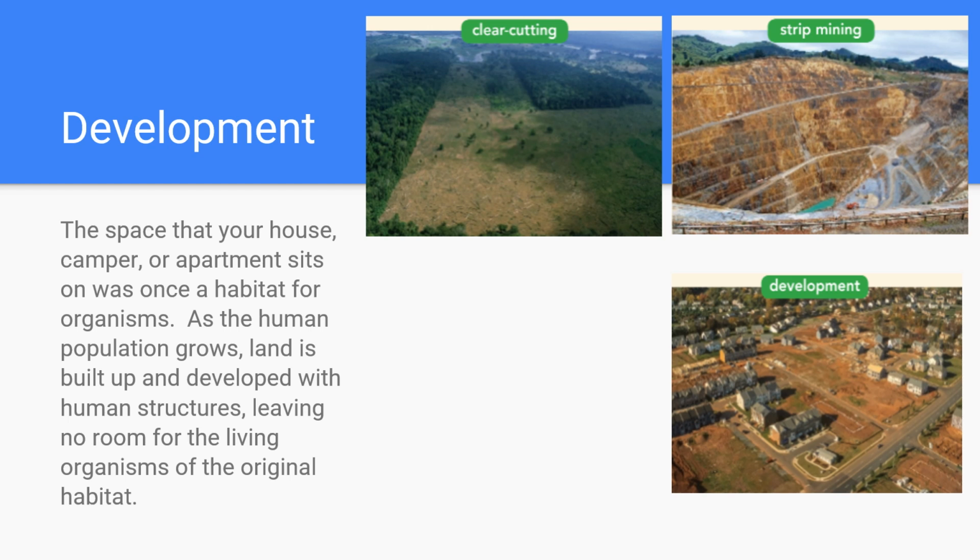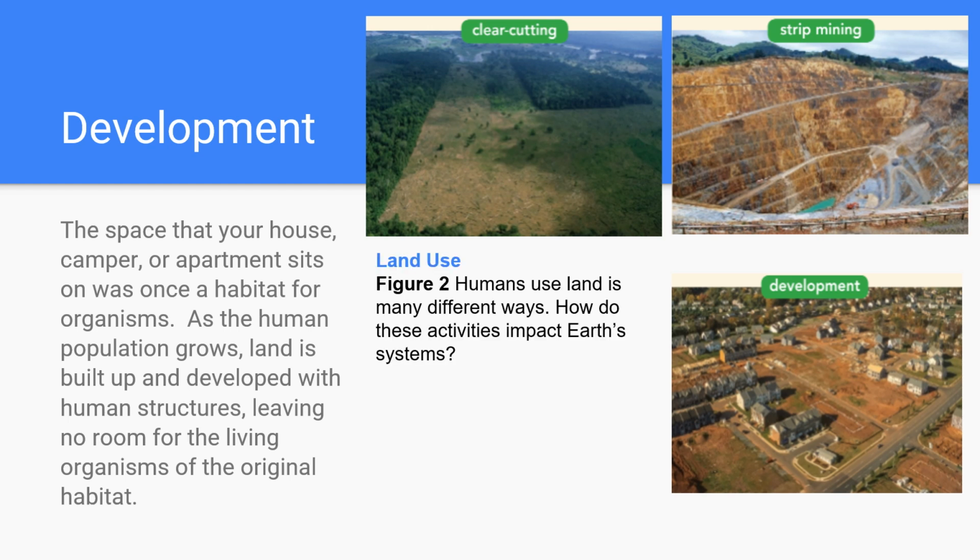Development. The space that your house, camper, or apartment sits on was once a habitat for organisms. As the human population grows, land is built up and developed with human structures, leaving no room for the living organisms of the original habitat.